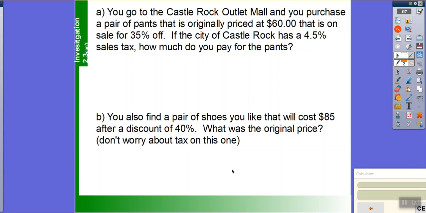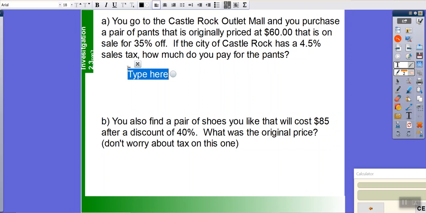All right, so we're going to take a look at these two problems. A, you go to the Castle Rock Outlet Mall and you purchase a pair of pants that is originally priced at $60 that is on sale for 35% off. If the city of Castle Rock has a 4.5% sales tax, how much do you pay for the pants? All right, well, the first thing we need to do is figure out how much the actual price of the pants is.